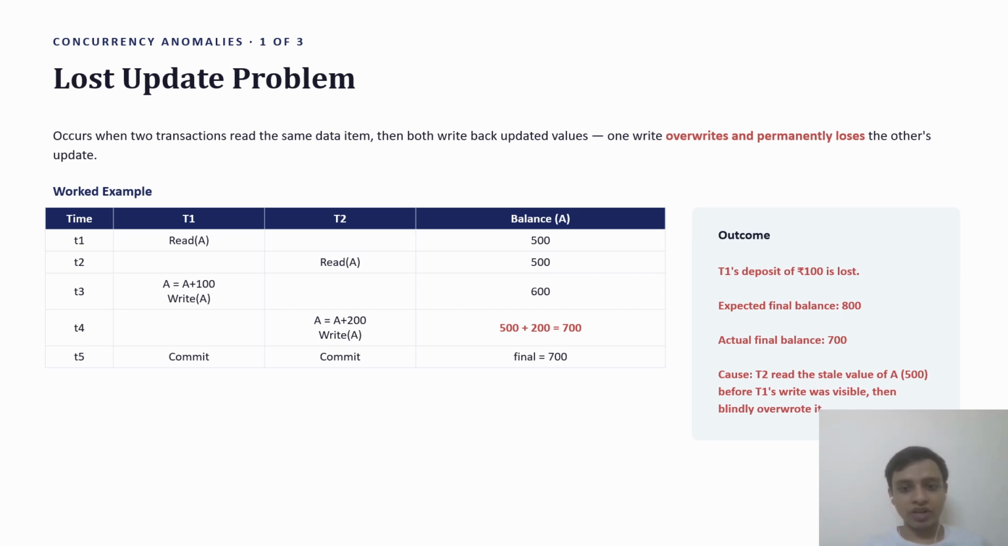Now lost update problem. It occurs when two transactions read the same data item. Then both write back updated values. One overwrites and permanently loses the other's update. It is in simple language. Let me erase this so that you can read the definition.